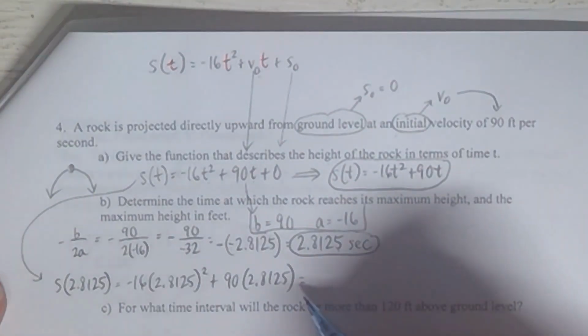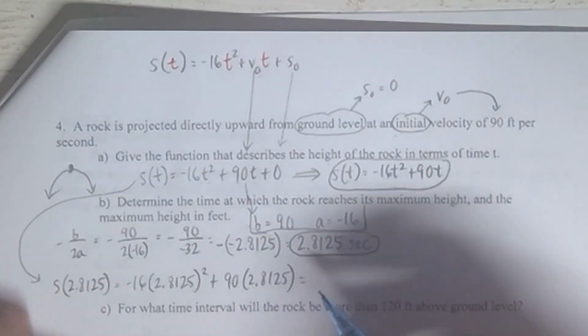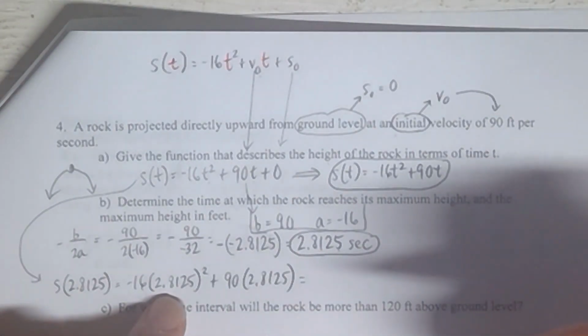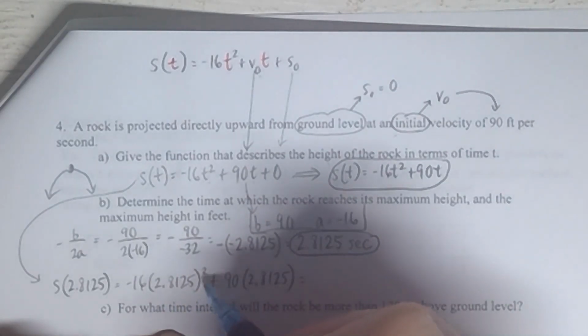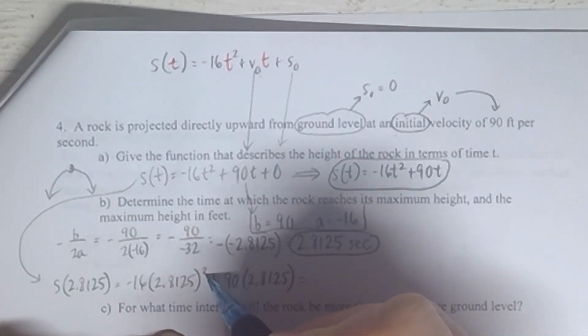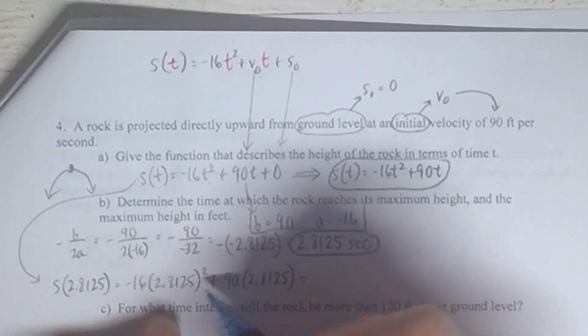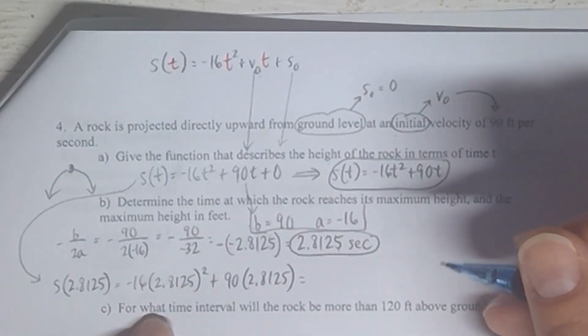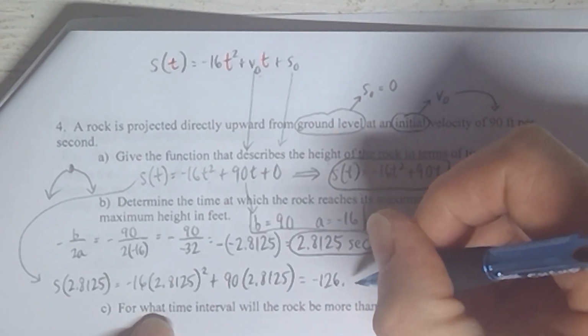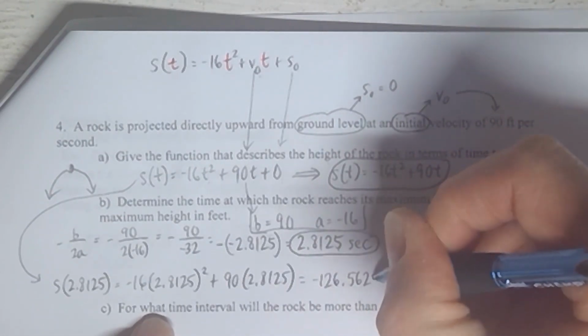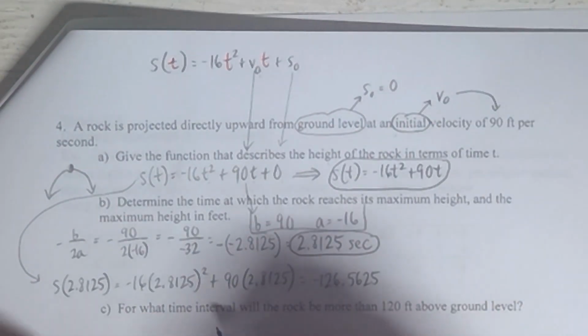You don't need to say +0. Okay, that's not going to do anything. So this ends up being what? You end up squaring this first. Okay, you get that answer. You then multiply that answer by -16, and you get -126.5625. I did 2 steps in one right there.